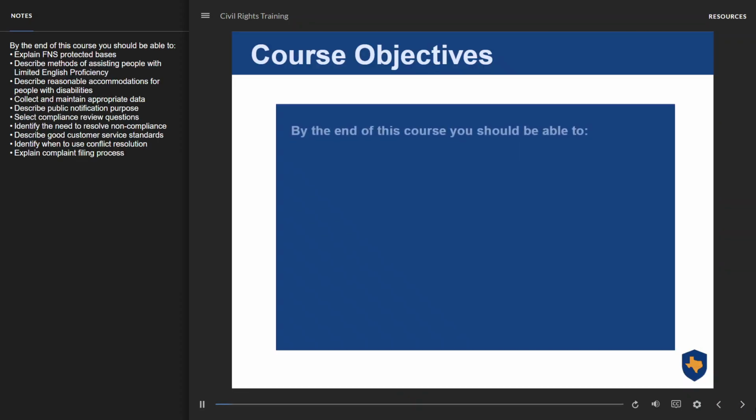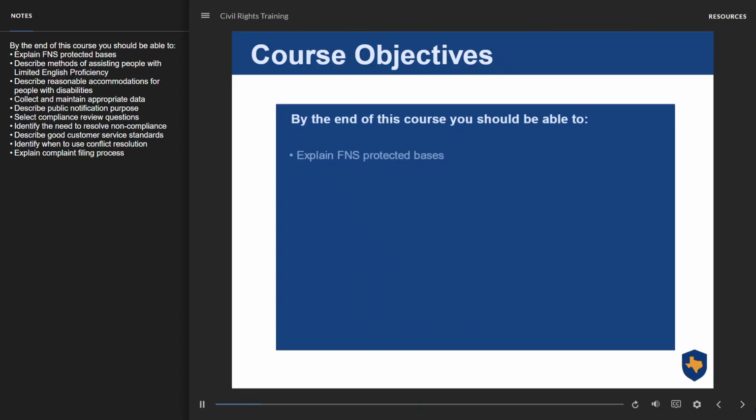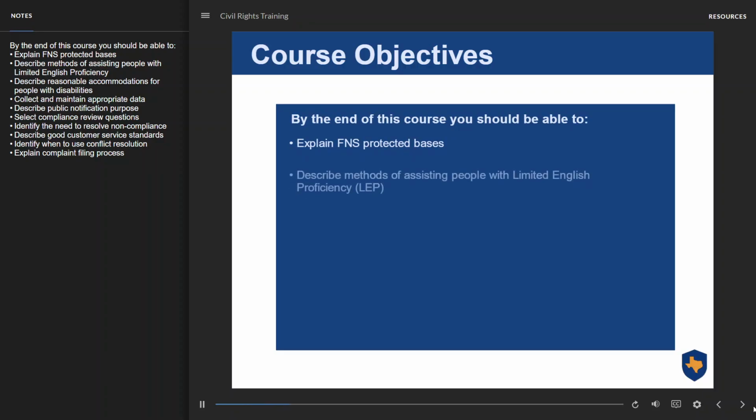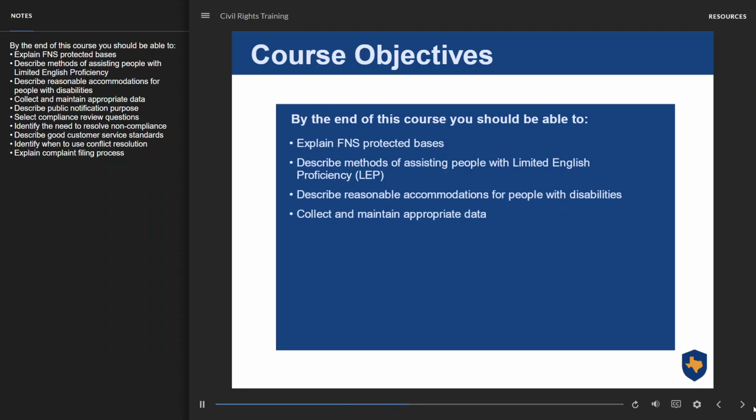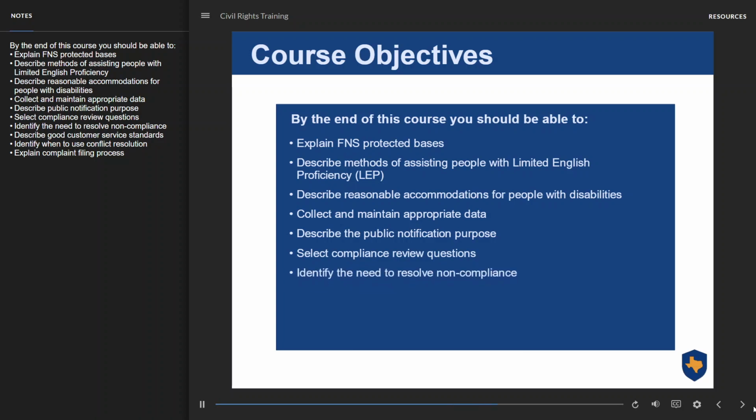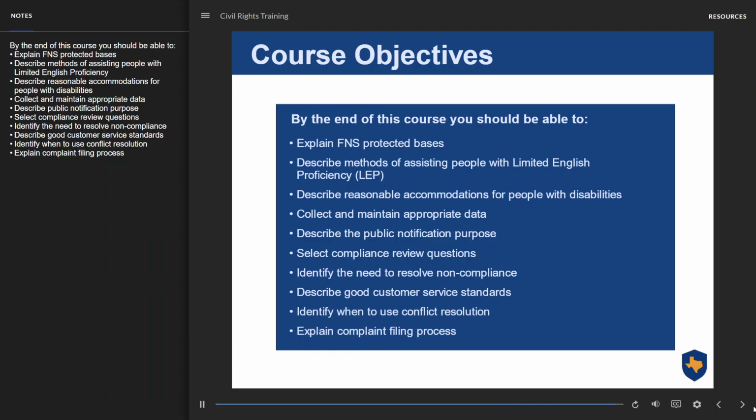By the end of this course, you should be able to explain FNS protected bases, describe methods of assisting people with limited English proficiency, describe reasonable accommodations for people with disabilities, collect and maintain appropriate data, describe public notification purpose, select compliance review questions, identify the need to resolve non-compliance, describe good customer service standards, identify when to use conflict resolution, explain complaint filing process.